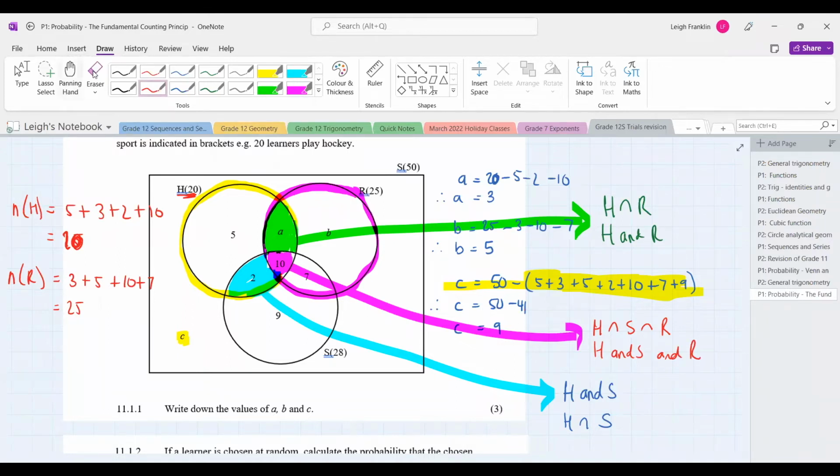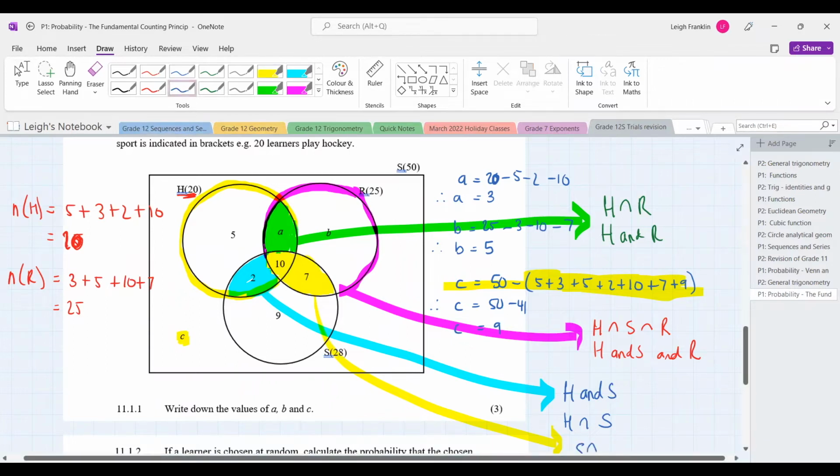And then similarly, if I was to ask you what this section over here represents, let me color it in yellow. This is the intersection of soccer and rugby, so people that like to play both sports. Very important that we understand what these different regions mean.